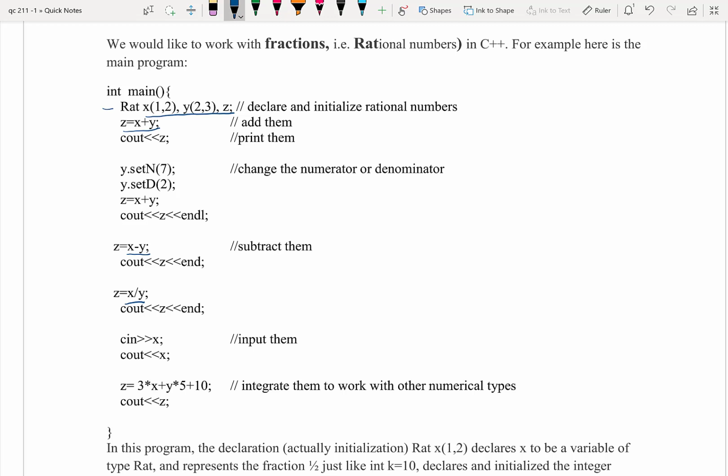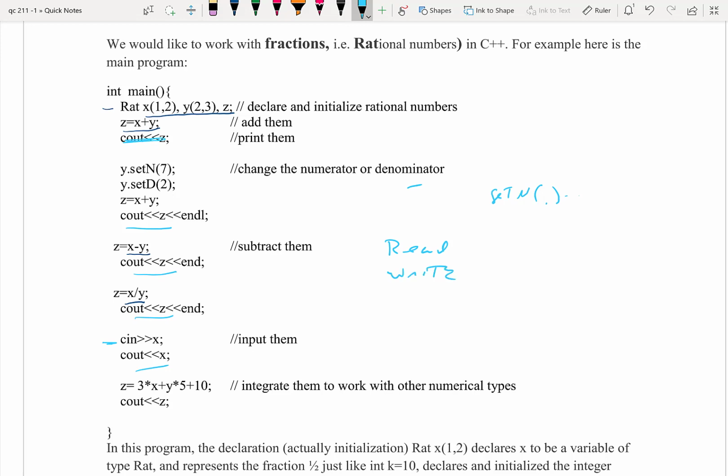But what can I not yet do? I can't do this. I can't print out a rat directly, right? Beforehand, we saw we could say something like cout and then say x dot get the numerator, and then so on and so forth. But I don't want to do that. I want to directly print it out, like you see over here. We can't do that yet. So I can't print it out. I can't read it in yet. So basically, the reading and writing of rats, we can't do.